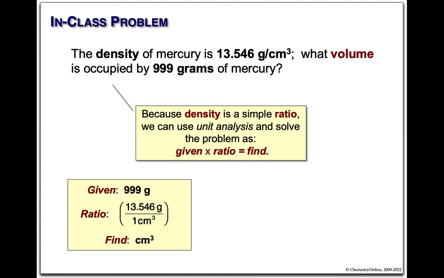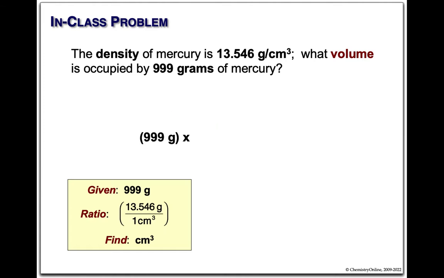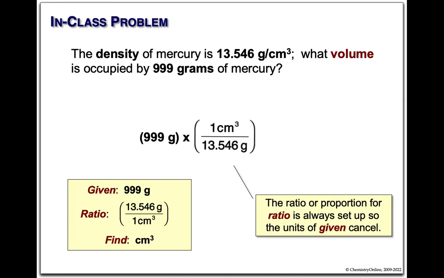We start off with our given. Going to multiply this by our ratio. But wait a minute. This is wrong, isn't it? Grams has to be in our denominator. So what do we do? Simply flip it over. There you go. Perfectly legal mathematical operation. Now grams will cancel. 999 divided by 13.5. 73.7 cubic centimeters.